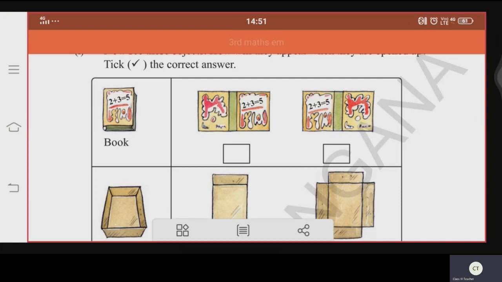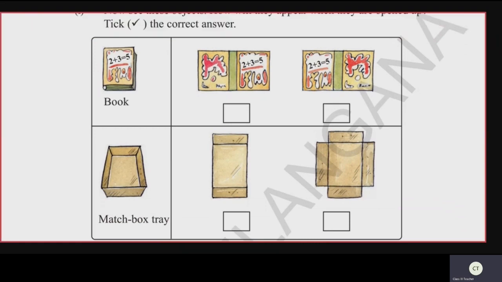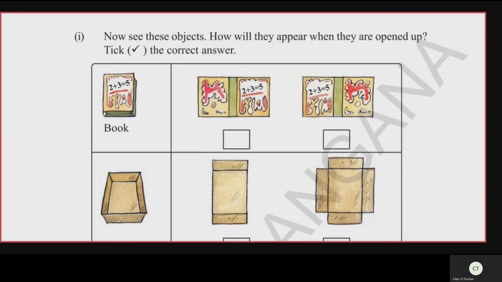Okay, you have your textbook, so you can open it and try this activity and put a tick mark in the given box. Okay, first answer is the answer in the first box, put a tick mark. Why? Because when you open your math textbook or any textbook, the first one is the right answer.